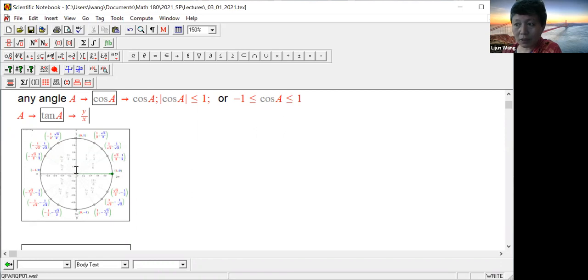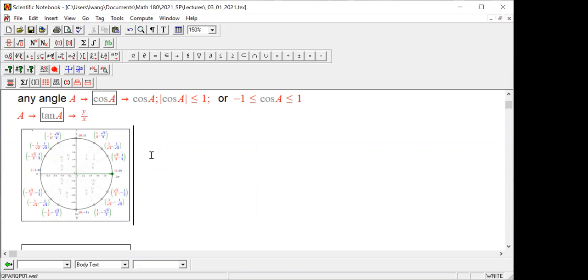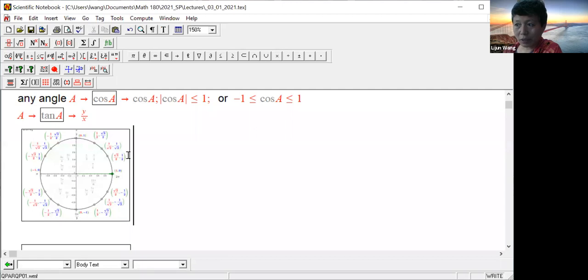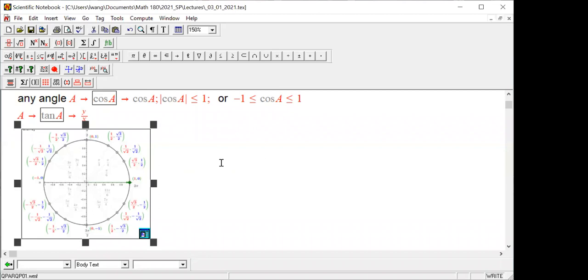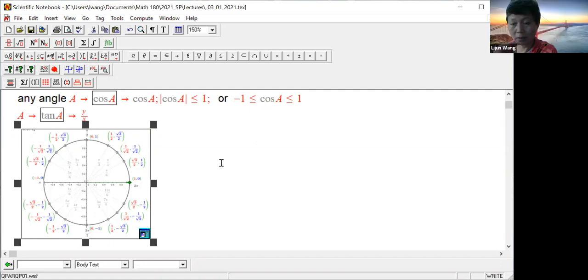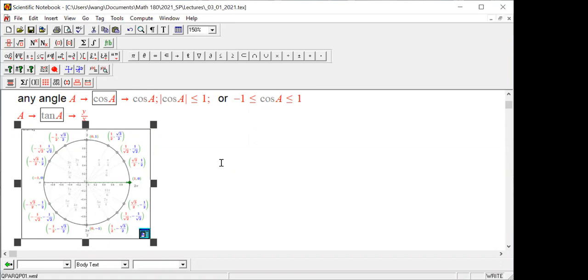Tangent pi over six, what is it? It's root three over three, right? And tangent pi over four is one, tangent pi over three is root three and so on and so forth. But what happens when you do this for that guy? One divided by zero. What happened to one divided by zero? Undefined. Zero as a denominator, right? Undefined. You follow me?